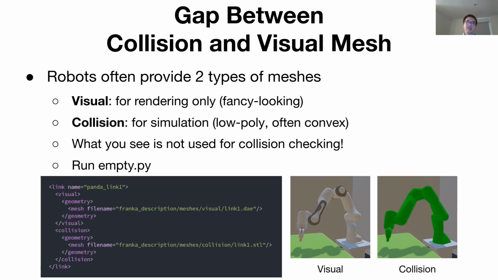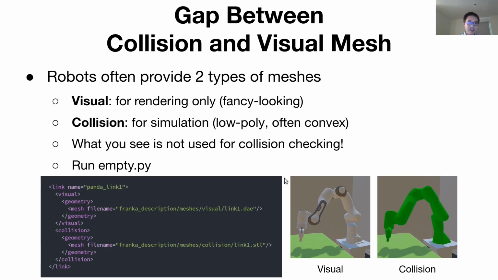So first, gap between collision and visual mesh. For robots, they often provide two types of meshes. One is the visual mesh, which is used for rendering only, and they're typically very fancy looking. And then there's also the collision shape, which is for simulation, especially for collision detection in the simulators. And these meshes are typically low poly and often convex. So what you see is often not used for collision checking. So sometimes when you see two objects are not visually touching, but they seem to be interacting, maybe you need to check their collision shapes.